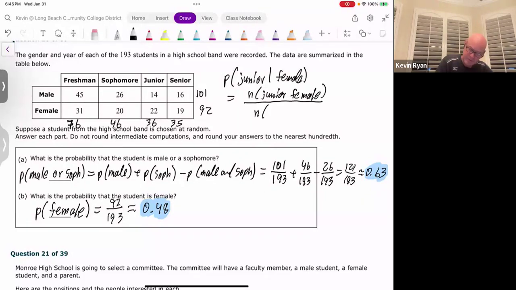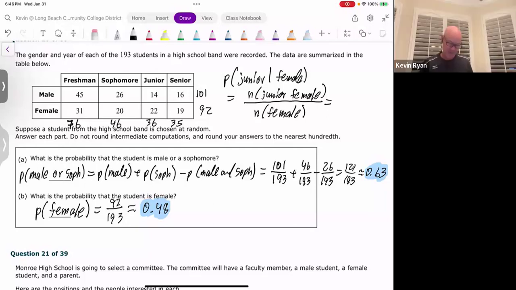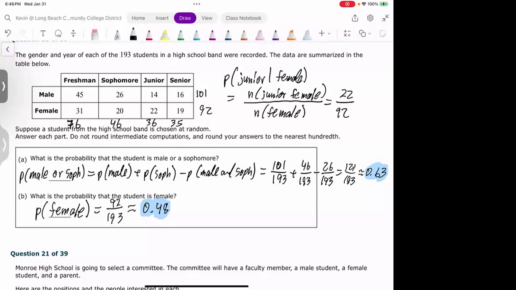Over the number of females. Okay. That helps. I get a little backwards on these ones when it comes to the given part. Yeah. So that would be junior females is 22, and the total females is 92. Got it. Thank you. Certainly.